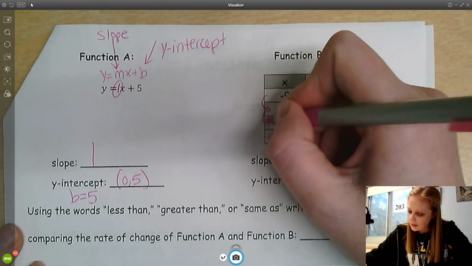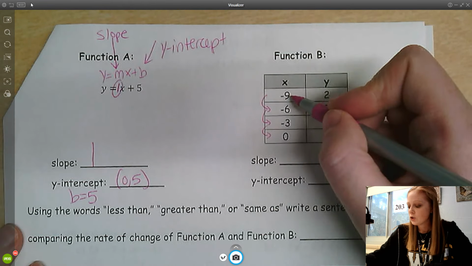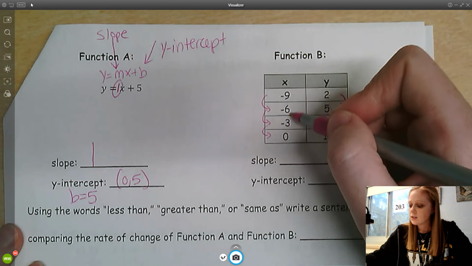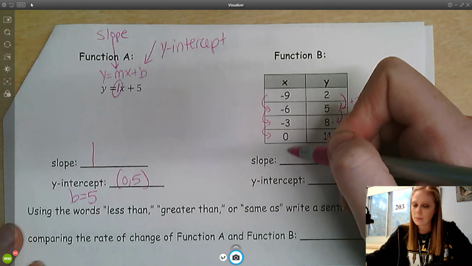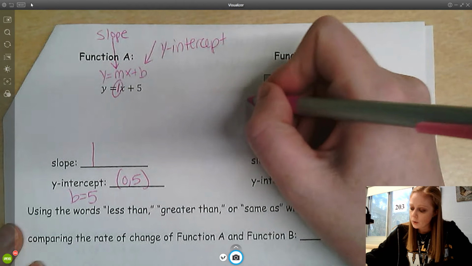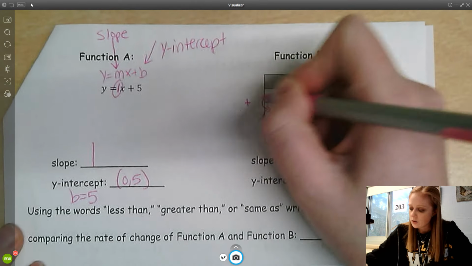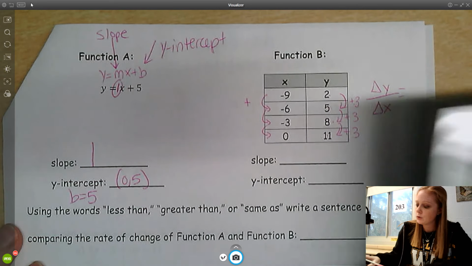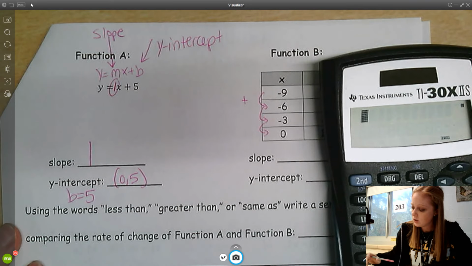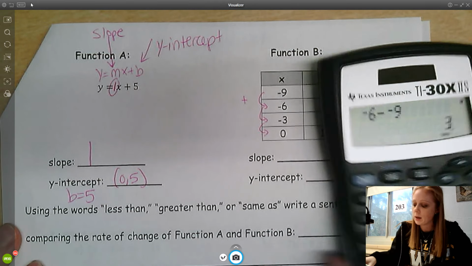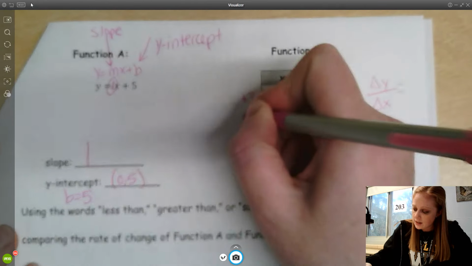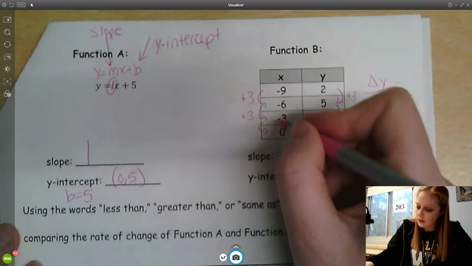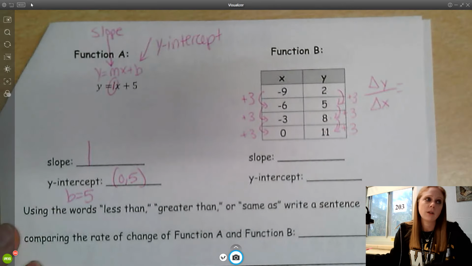Change in x. How much are these changing by? First off, I would think, are they going up or down? These numbers are actually going up. They're getting closer and closer to 0, and then after that, they'd enter the positives. So we're going up. So we're going to be adding. -9 plus what equals -6? If you can't think about that because of the negatives, go backwards. -6 minus the one before it, you're going to get +3. -9 plus 3 is -6. -6 plus 3 is -3. And -3 plus 3 will give you 0.